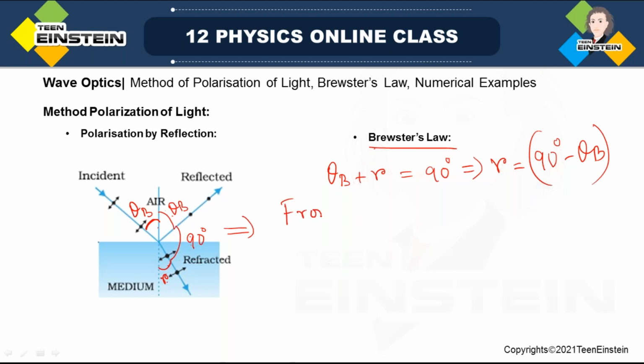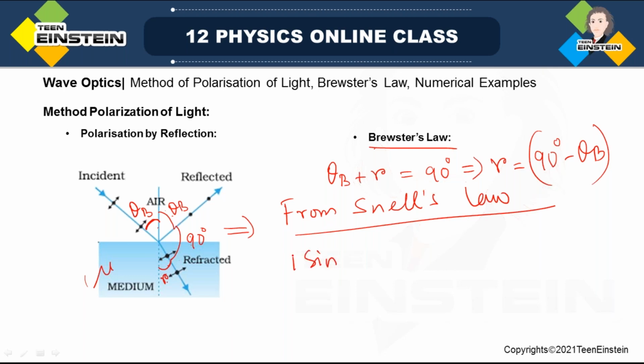Now from Snell's law, suppose this medium has refractive index mu. We can write 1 sine theta b, where 1 is the refractive index of air, is equal to mu into sine r. Or mu is equal to sine theta b by sine r, for this interface.